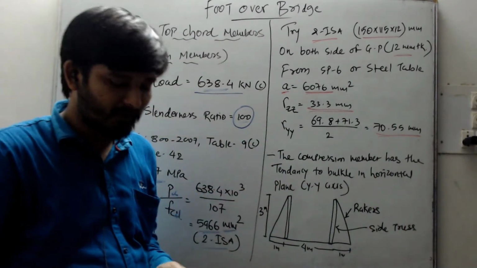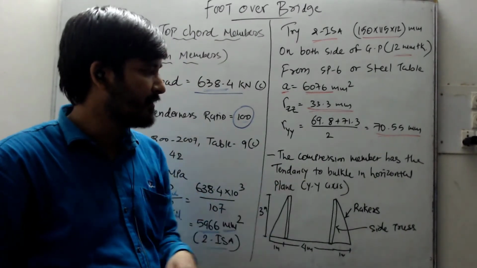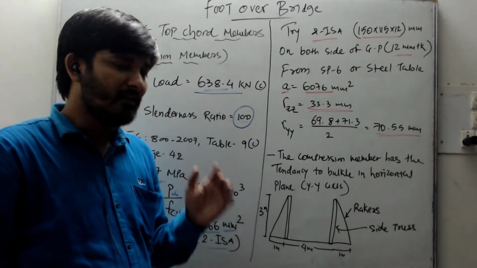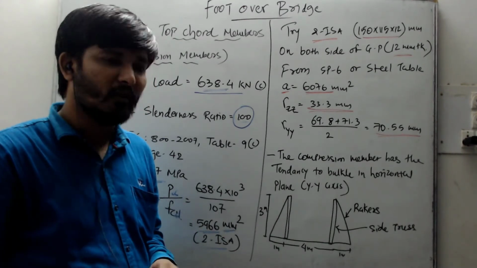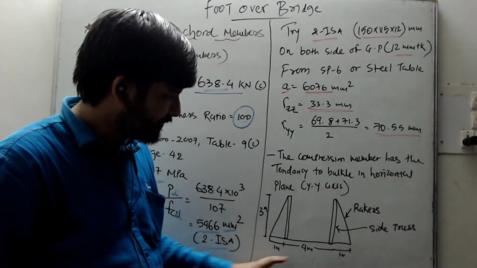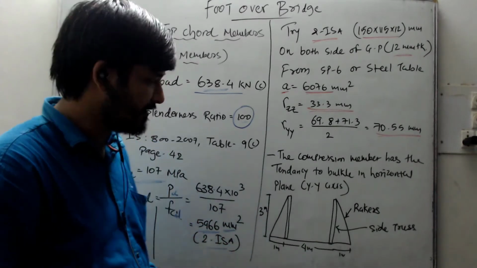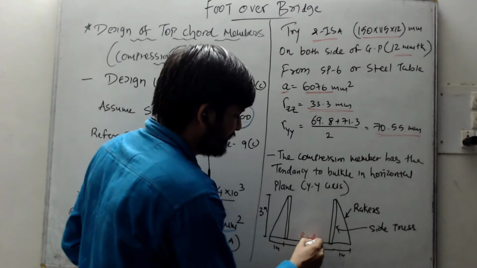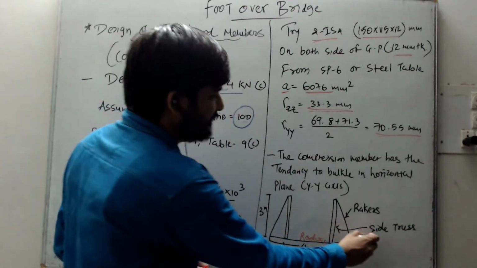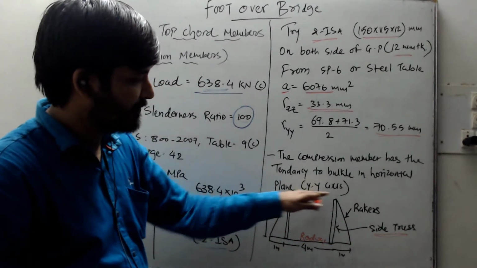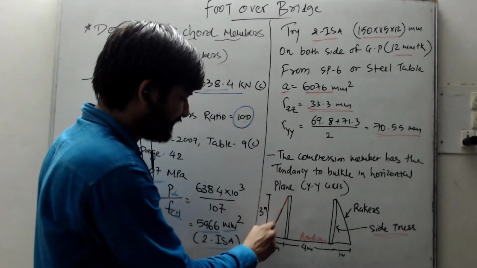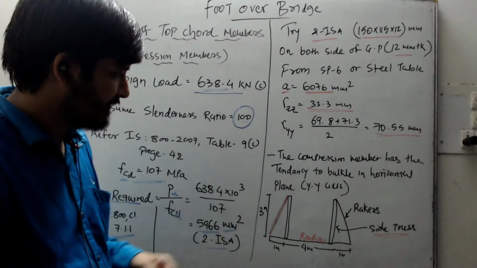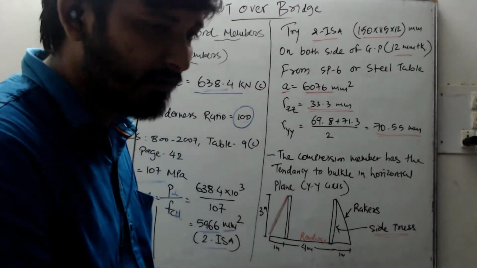Now the important point to note over here is that a compression member has a tendency to buckle in the horizontal plane, that is, about the YY axis. As you can see, this is a diagram that I have shown here. This is a roadway. On both sides you have a side truss, and at the top they are supported by the rackers. Your compression members are supported by the rackers on both sides. For this arrangement we are going to do the design.